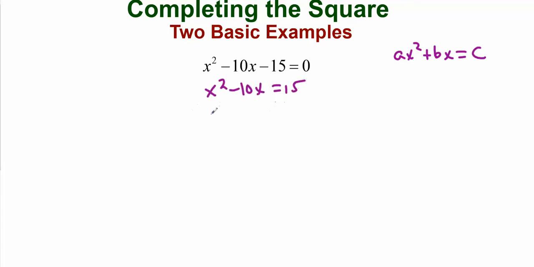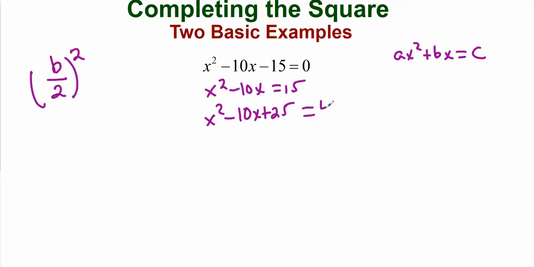This is the part of completing the square. We're going to take my b term, divide by 2, and square it. This allows me to get a perfect square trinomial. So I'm going to take that negative 10, divide by 2, which is 5, and square it. And I got x squared minus 10x, and I'm going to add that number to this side. I have a perfect square trinomial.